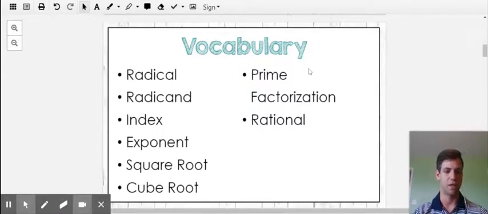Prime factorization is breaking down a number into its smallest factors. For instance, 10 would be 5 times 2 because 5 and 2 are both prime numbers. And then a rational number in general is one of the larger groups of numbers that you can use in math. It is essentially any number that can be written as a fraction or if it has a repeating decimal. Some examples would be 5 over 1 for 5, 3/4, or 0.33 repeating.